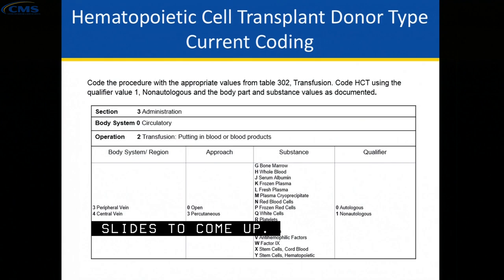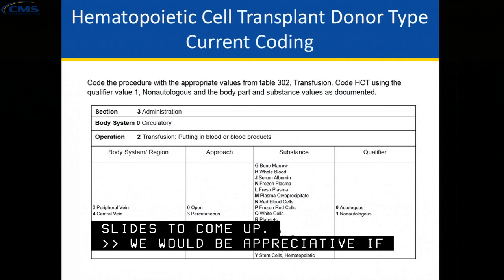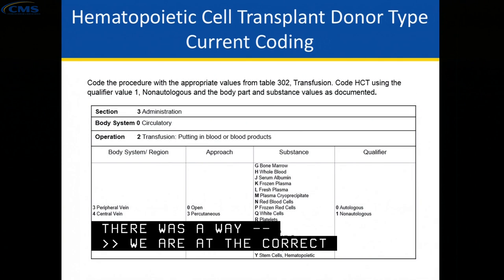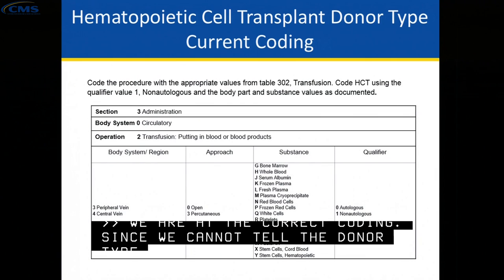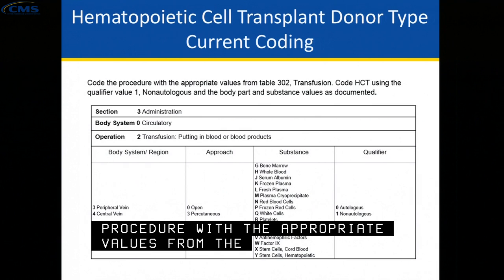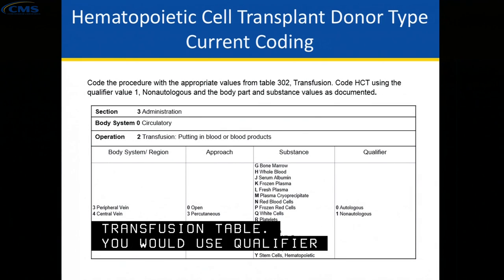Okay, and now we are at the current coding. Since we cannot tell the donor type now, you would code the procedure with the appropriate values from table 302, the transfusion table, and you would use qualifier one, non-autologous, and the body part and substance value is shown in this slide.